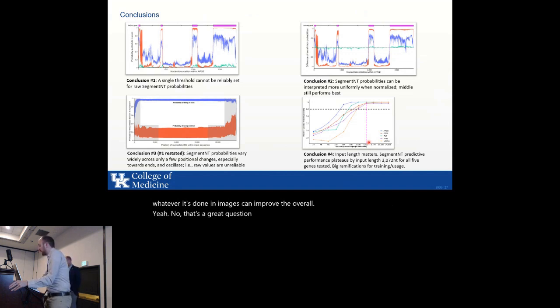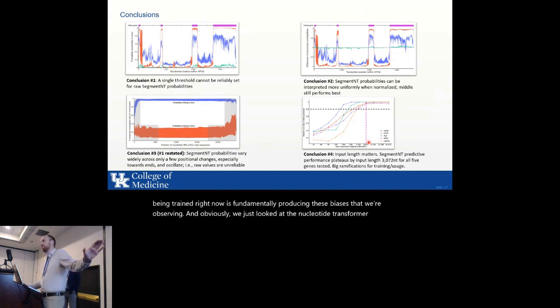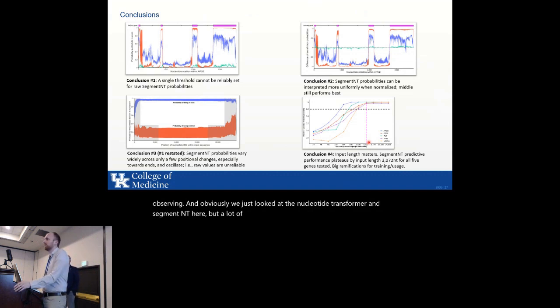Yeah, that's a great question. We've hypothesized several different reasons for these oscillation biases that we're seeing. And I think you hit the nail on the head that the way these models are being trained right now is fundamentally producing these biases that we're observing. Obviously, we just looked at the nucleotide transformer and SegmentNT here, but a lot of the foundation models are built on the same premise, of this tokenization approach that then gets passed into some sort of UNet or rope embedding approach to then predict things afterwards.